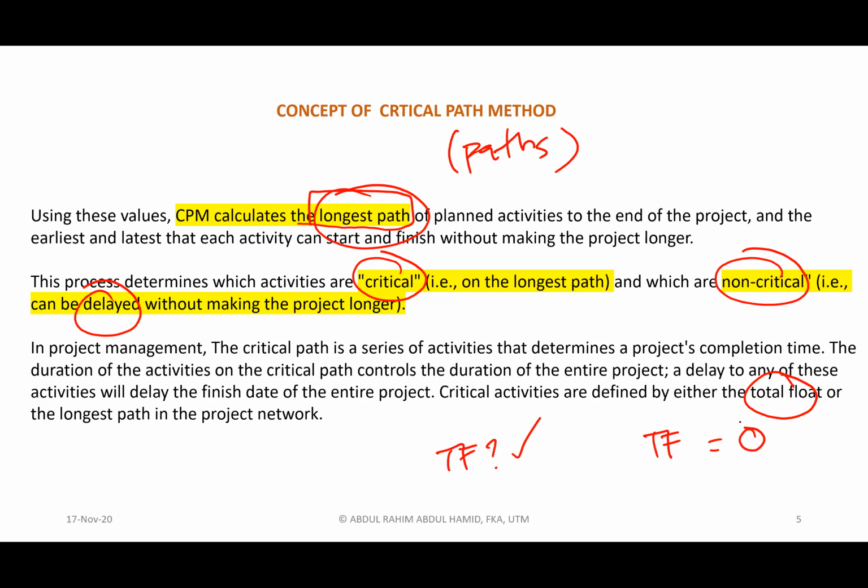Okay, so that's why we want to know all these values, because we will use that concept later on during resource management, which I might not cover, because it is on the second half of the syllabus anyway.